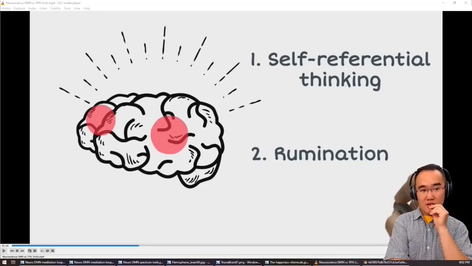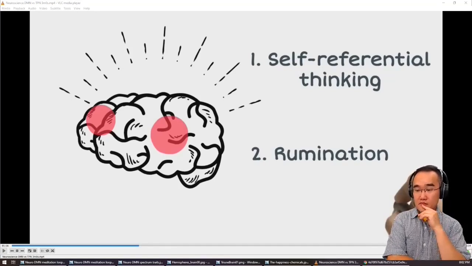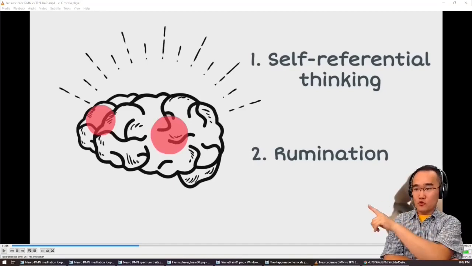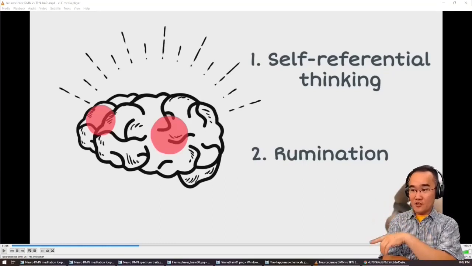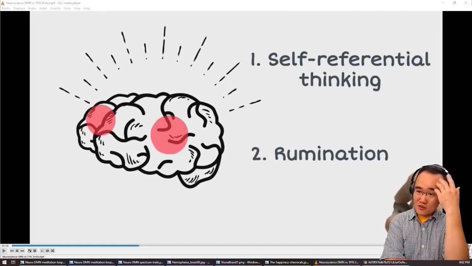I didn't know you could train your inner critic. Well, you're not training your inner critic. Your inner critic is in the default mode network. So when you're ruminating and you're trying to fight your inner critic, you're trying to train your inner critic, but you're fueling the muscle of your default mode network.